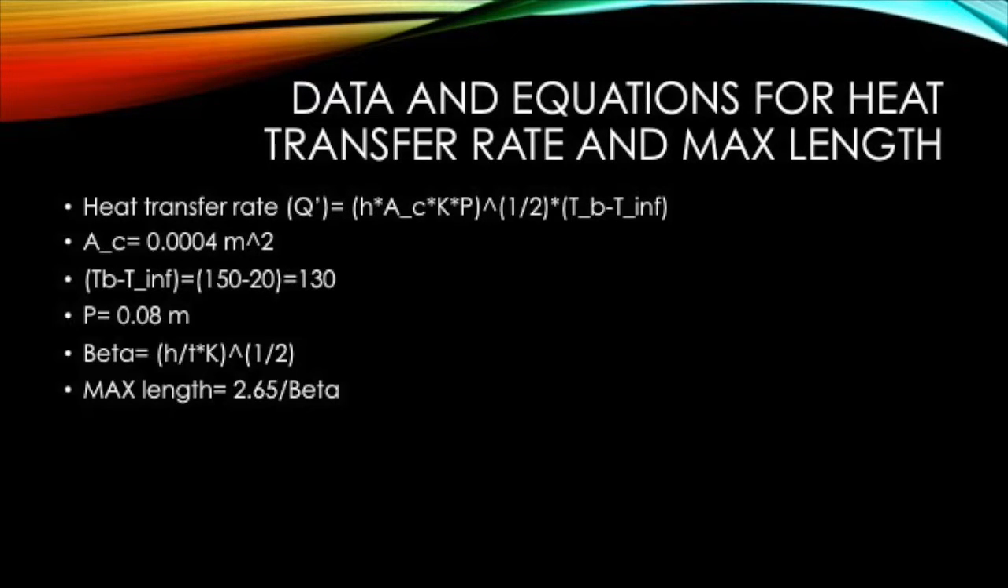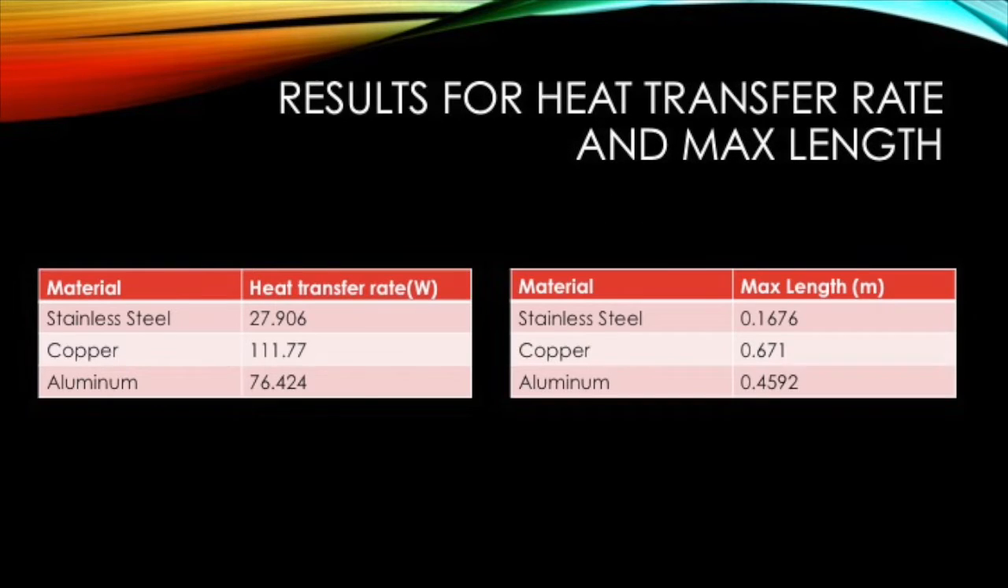These are the data and equations to compute the heat transfer rate and maximum length. These are the results for heat transfer rate: for stainless steel 28, for copper 111, for aluminum 76, and the maximum length for stainless steel 0.16, for copper 0.67, for aluminum 0.45.